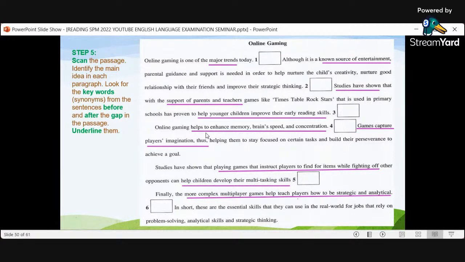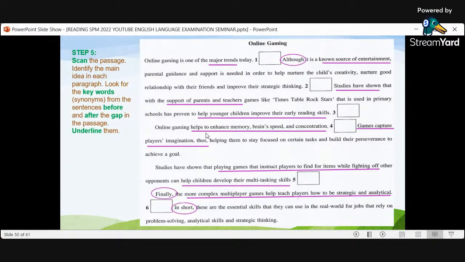Right, then online gaming helps to enhance memory, brain speed and concentration. Okay, and then games capture players' imagination, thus helping them to stay focused on certain tasks and build their perseverance to achieve a goal. Studies have shown that playing games that instruct players to find items while fighting off, help children develop their multitasking skills. So what is the sentence after that? And then you got finally talking about complex multiple player games help teach pupils how to be strategic and analytical. There is a blank there. And you have in short, there are the essential skills. Okay, I am just going to do 3.